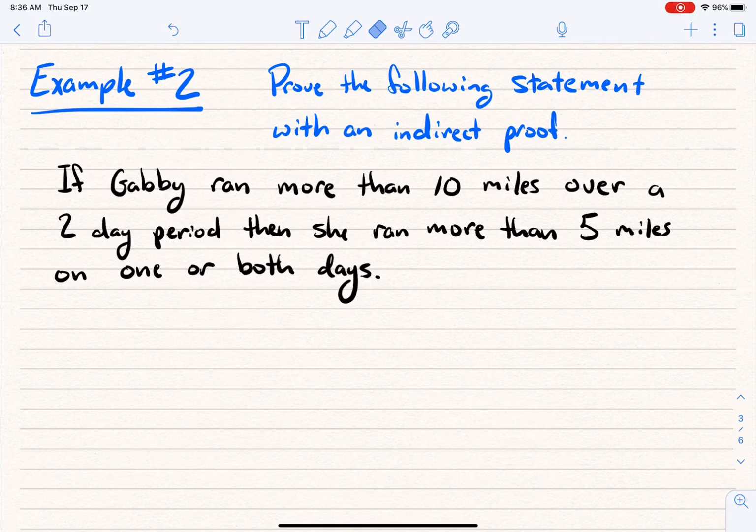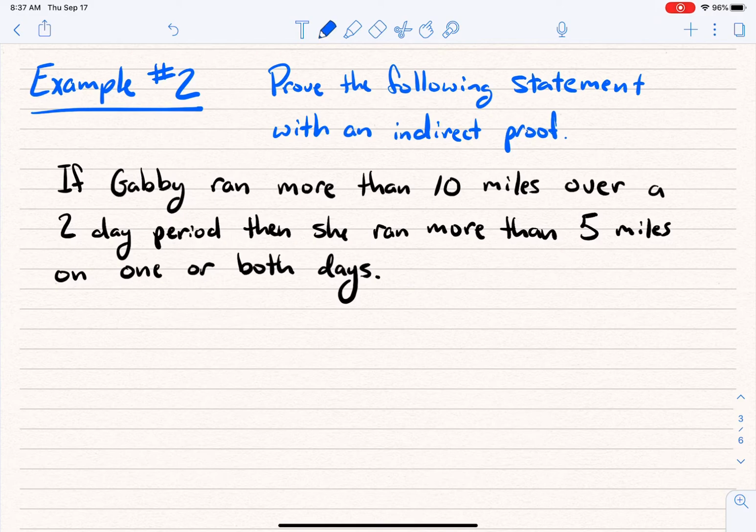If Gabby ran more than 10 miles over a 2-day period, not 10 miles in one day, but 10 miles over a 2-day period, then she ran more than 5 miles on one or both of those days. Okay, I don't need you to write this down, but I want you to write an indirect proof. All right, so let's think about this. If Gabby ran more than 10 miles over a 2-day period, then she ran more than 5 miles on one or both of the days. So we're trying to prove this statement to be true.